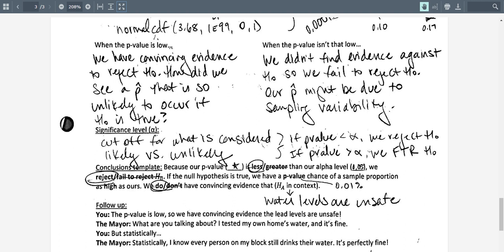So the template that is there for the conclusion, I filled in for this particular problem. But again, this general formatting, just like we had for a confidence interval, will cover all bases. You'll make your decision, you'll connect it to your alpha level, and then you'll have the p-value in context. Pause and catch up.